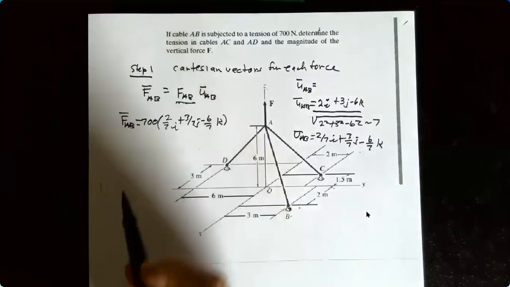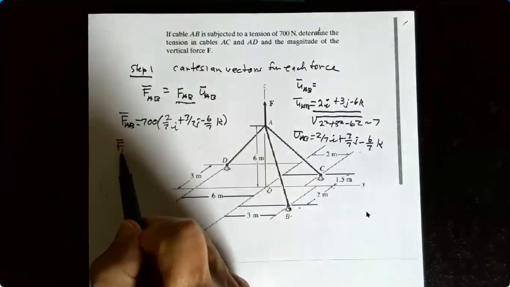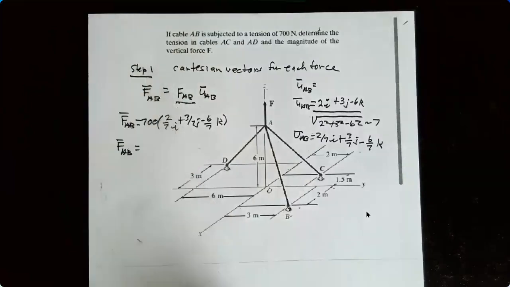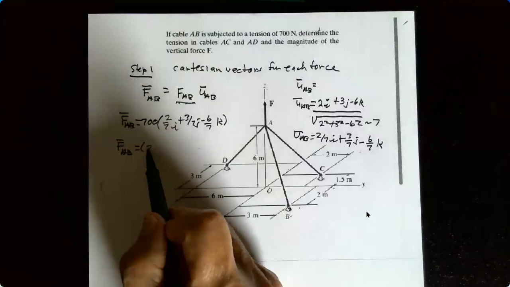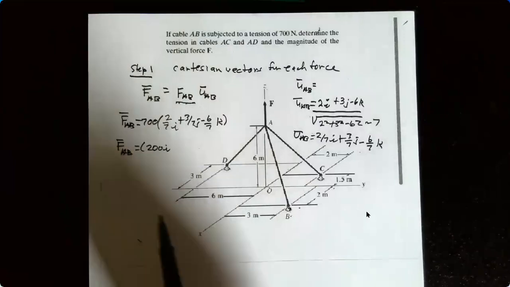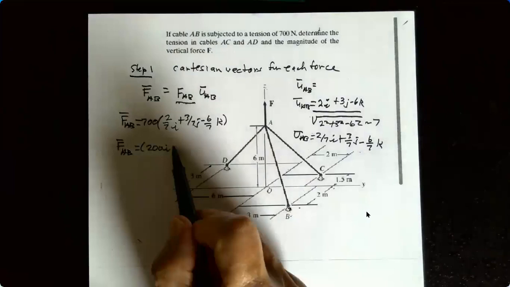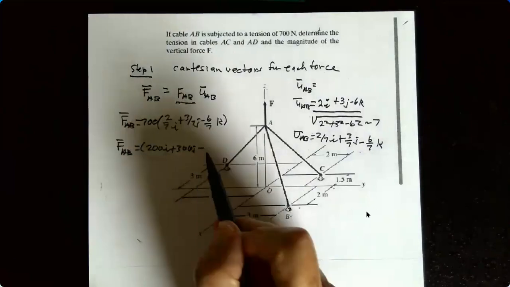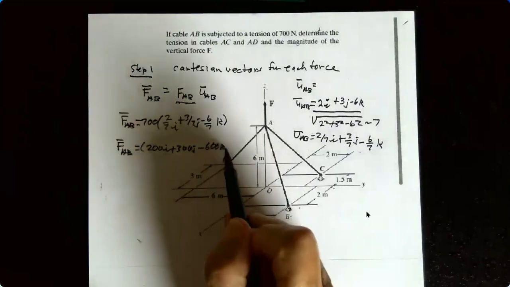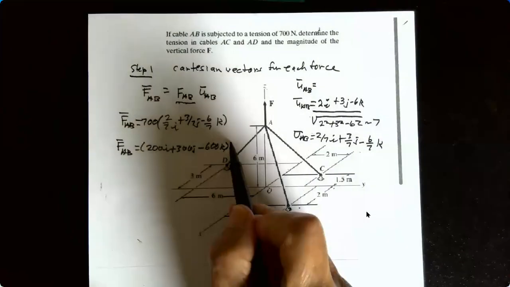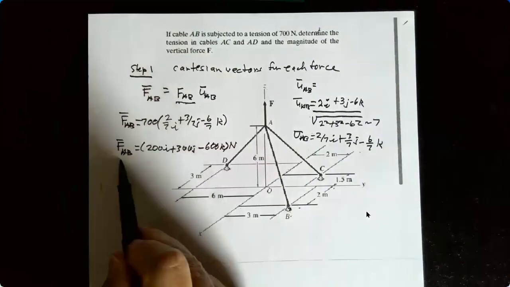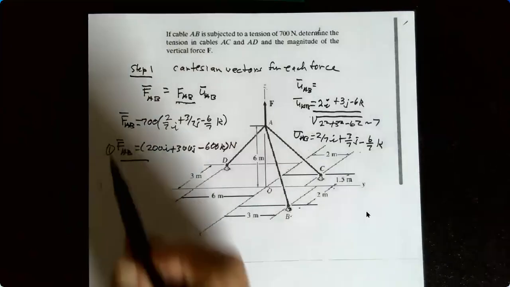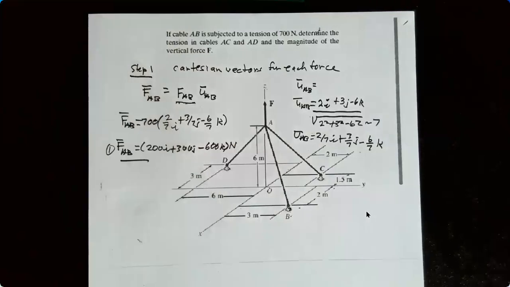And I multiply this out. 700 times each of those terms. This gives us 200I plus 300J minus 600K. Close that off, and the units are newtons. And so this ends up being what I call equation 1. Okay, that's for AB.